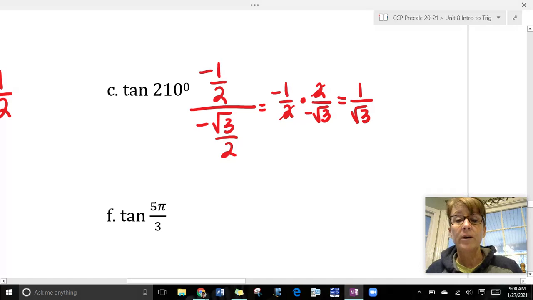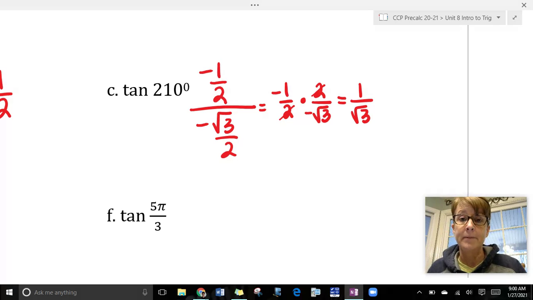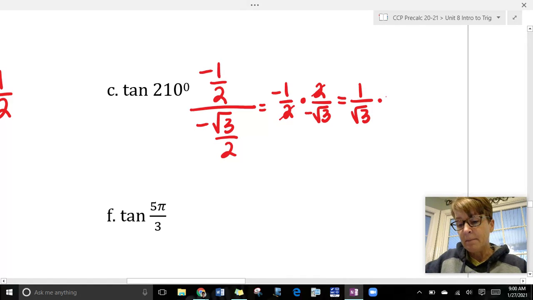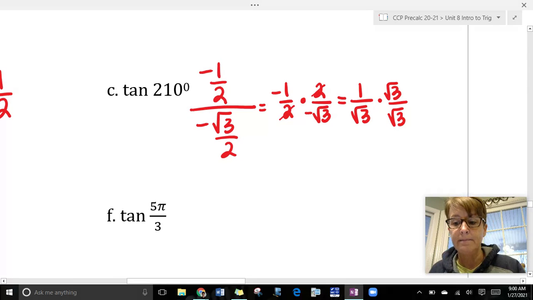However, we are going to rationalize this. I expect your fractions to be rationalized. No radicals in the denominator, okay? If you leave a radical, I will probably take points off because I'm telling you right now, don't do it. So I want to get the radical out of the denominator. I'm going to multiply both numerator and denominator by √3. So that gives me 1 times √3, which is √3, and then square root 3 times square root 3 just makes 3. So that is the tangent of 210 degrees.